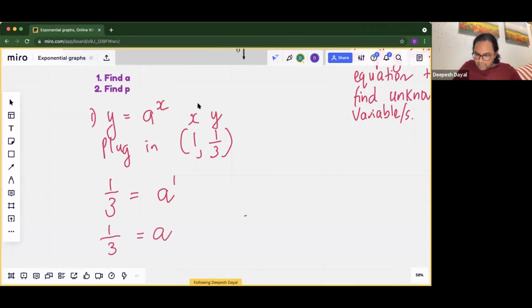Therefore, we have the equation now. y equals a third to the power x. And if you go back to your notes from the previous week, remember we said when a is between 0 and 1, the curve goes to the left-hand side. If you look back at your notes, you'll see that, right? So this is the equation: y equals a third to the power x. Okay. Any questions regarding this so far? Finding a?